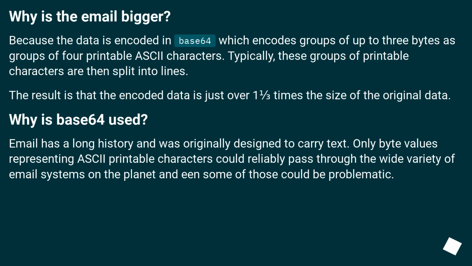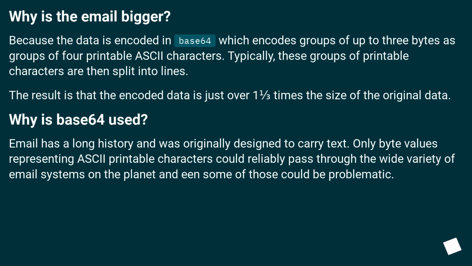Why is the email bigger? Because the data is encoded in base 64, which encodes groups of up to 3 bytes as groups of 4 printable ASCII characters. Typically, these groups of printable characters are then split into lines. The result is that the encoded data is just over 1 1/3 times the size of the original data.